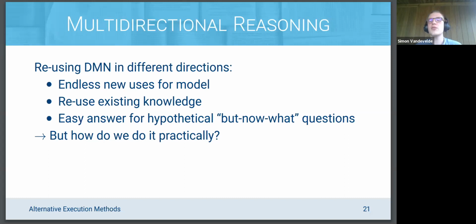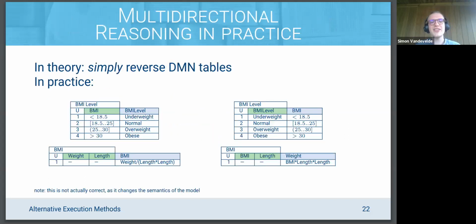Of course, the question is, how do we do this practically? Which is always a big question. So theoretically, we could simply reverse a DMN table, which again, I should say is not correct. It does change the semantics. But in theory, imagine that we could just reverse the DMN table. On the left, I have the original tables. On the right, I have the reverse tables, where I, for instance, moved BMI from an input to an output, and then BMI level from output to an input. And this immediately shows one caveat with just doing so.